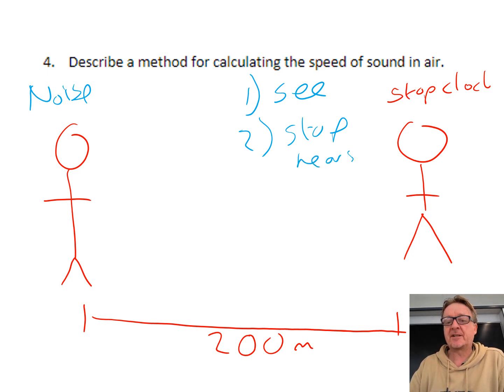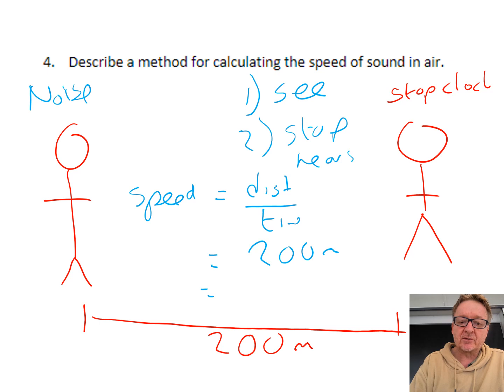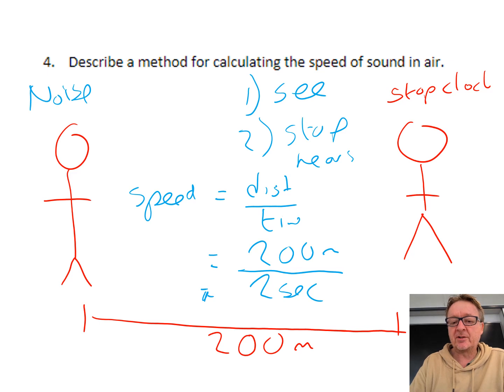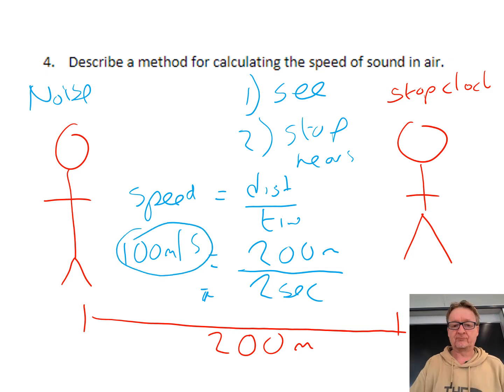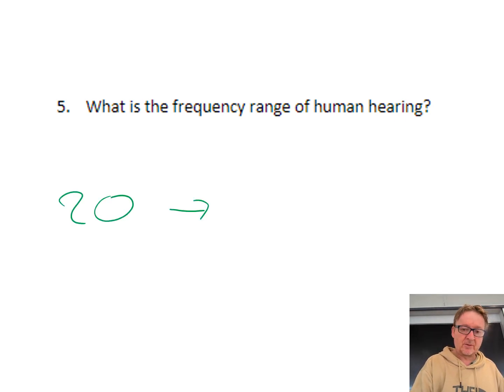That amount of time is theoretically how long it's taken to go from one person to the other. Then you use the equation, speed equals distance divided by time. If the distance is 200 meters and the time took 2 seconds, 200 divided by 2 is then 100 meters per second. So theoretically, what is the frequency range of human hearing? This is just a fact to learn. It's 20 to 20,000 hertz.